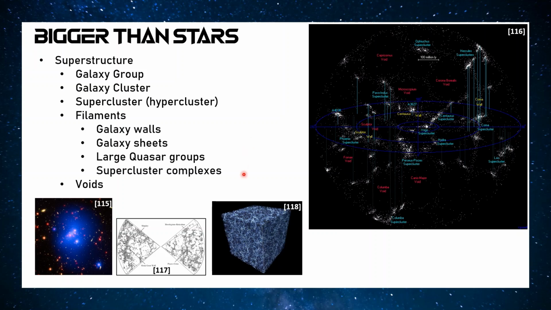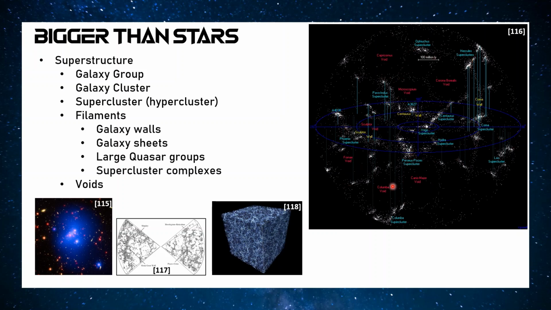We can see here an example of the Sloan Great Wall, I think over here, and then this big one here I tried to blow up as much as I can. Some of the superstructures nearest Earth. You can see here the different walls we talked about. There are superclusters all over, and then things called voids.